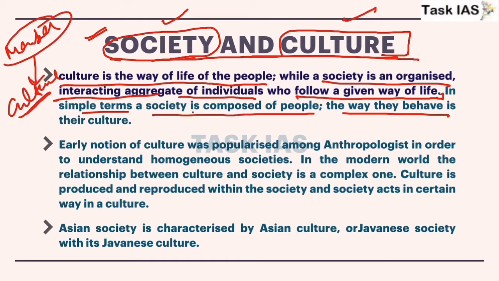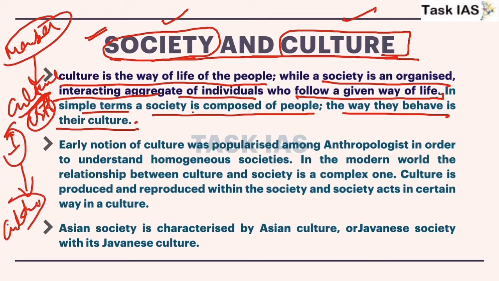In simple terms, a society is composed of people. The way they behave is their culture. So if we consider two different societies like Indian society and Western society like the USA, then how members of a family in India will behave or interact depends on the culture of India. Similarly, how members of a family in the USA will interact and behave depends on the culture of the USA. So here a family can be considered as a society.